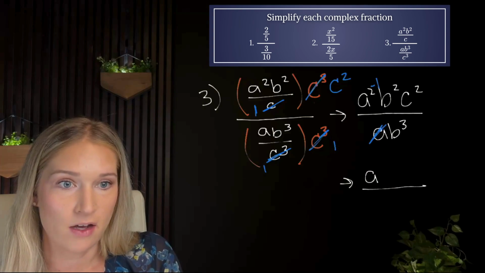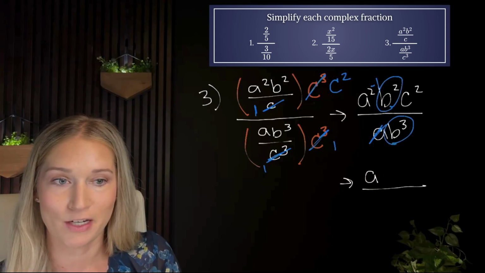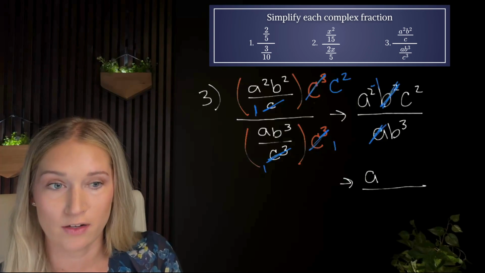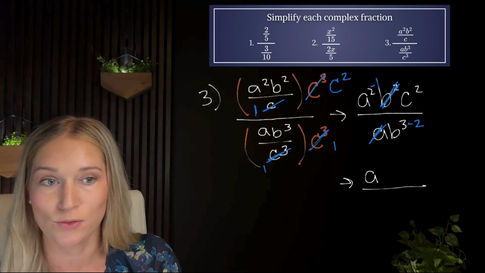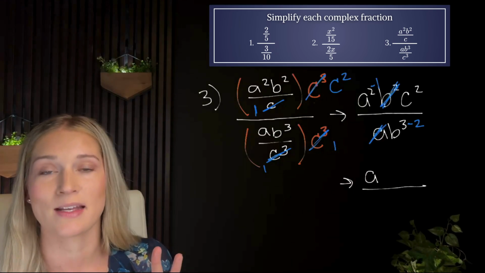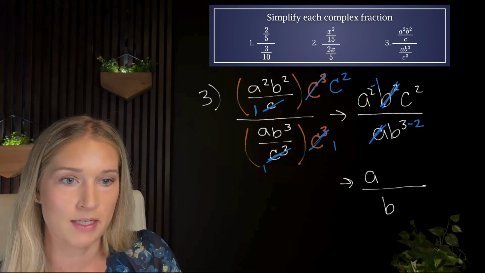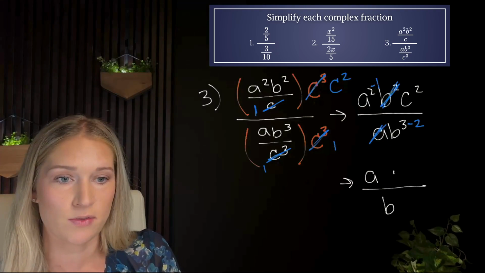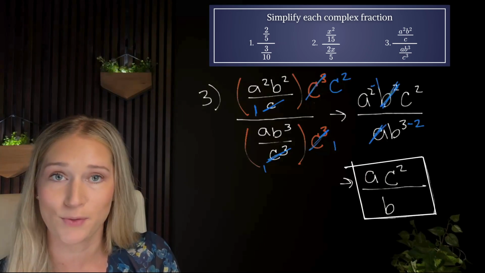My b's now, I see 2 in the numerator and 3 in the denominator. So I'm going to reduce both of the 2 b's from the numerator, and I will reduce my exponent in the denominator by 2. So I'm taking those 3 b's and I'm essentially crossing out 2 of them. So I'm left with just b in the denominator. My c term doesn't have anything to reduce with, so that's just c squared. And this would be your simplified form.